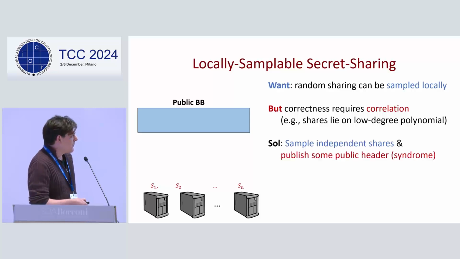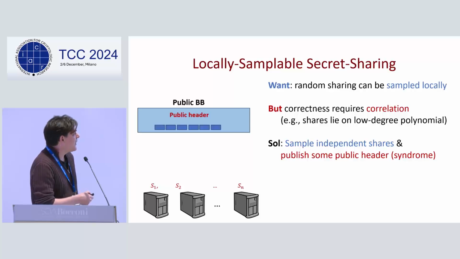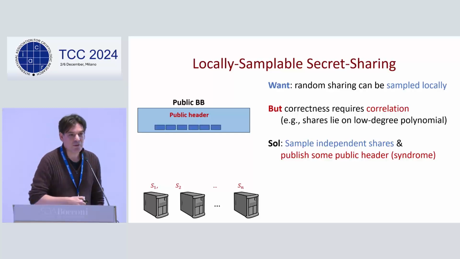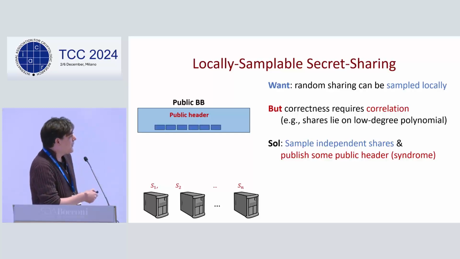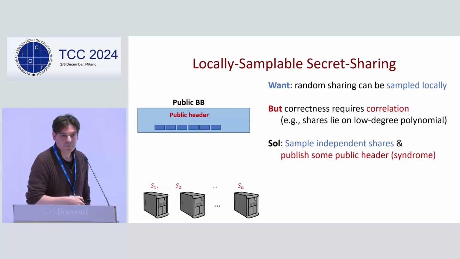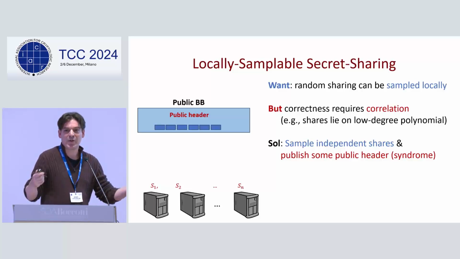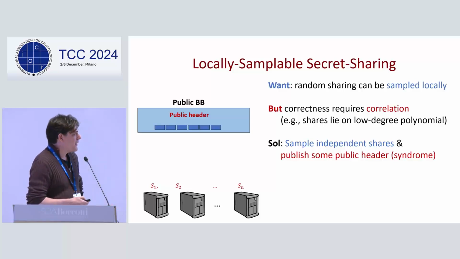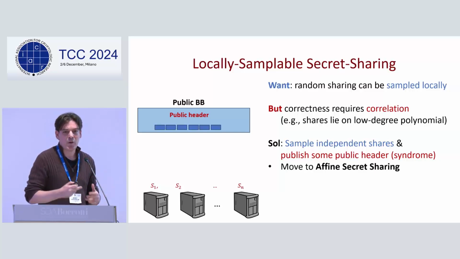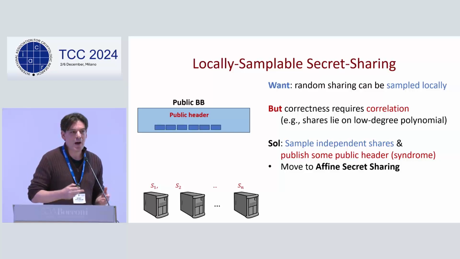The idea is to let parties sample these shares locally, but then publish some public information that depends on all these random shares on the ledger. And now, given this value, this thing becomes correlated. Think in terms of coding theory: think about sampling a random vector and then publishing its syndrome. So technically, it means that we are not working with linear secret sharing, we are now working with affine secret sharing.